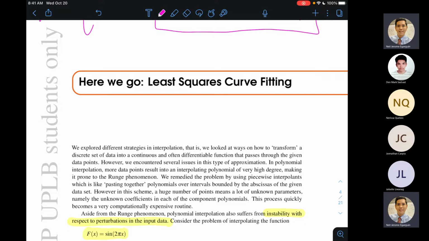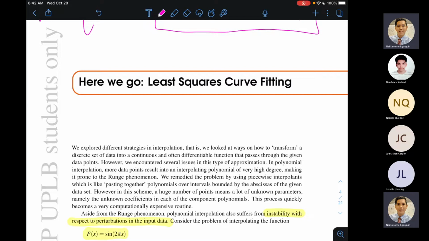So kaya natin tiningnan ano yung iba't ibang ways para makapag-approximate ng set of data or ng complicated function using some finite information about them, right? So kaya tinignan natin yung unang klase ng approximation, which is interpolation. And interpolation, the distinguishing property that sets it apart from other approximation techniques is that dapat sa interpolation dadaan yung function na pang-approximate natin dun sa given set of data. So we require 0 errors at the given data points.